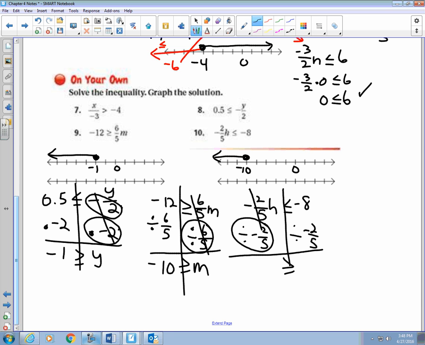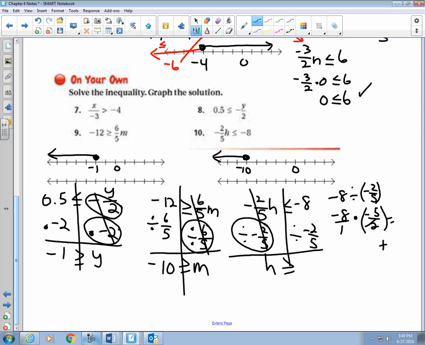Negative 2/5 divided by negative 2/5 is 1, so that just cancels out, and I have H is greater than or equal to negative 8 divided by negative 2/5. That's a keep change flip, so I'm going to do negative 8 times negative 5/2. In order to multiply these, I need the two fractions, so I'll put 8/1. It's a negative times a negative, so that's going to be a positive answer.